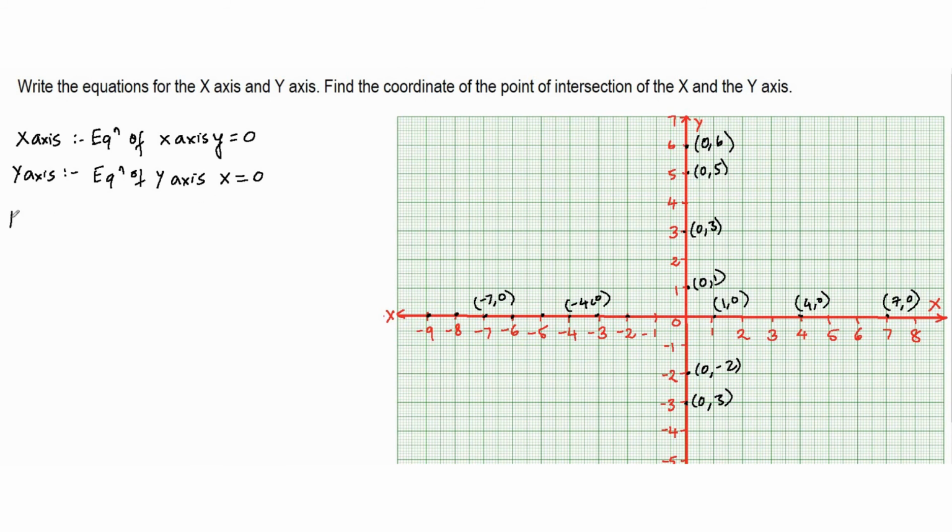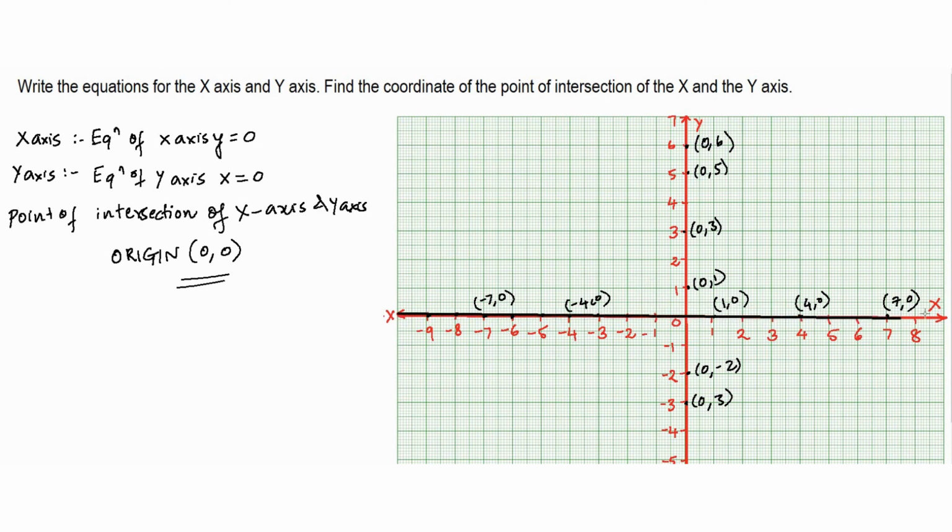And the point of intersection of the x and y axis is going to be the origin, right? So the origin will therefore have coordinates 0, 0, right? This is the point where the two axes meet, and we can of course draw it as well.